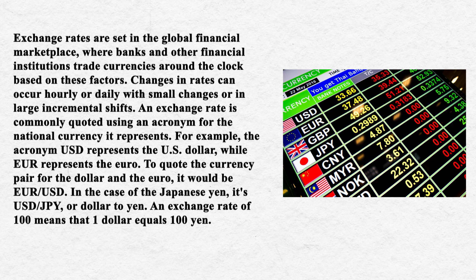An exchange rate is commonly quoted using an acronym for the national currencies it represents. For example, the acronym USD represents the US dollar, while EUR represents the euro. To quote the currency pair for the dollar and the euro, it will be EURUSD. In the case of the Japanese yen, it will be USDJPY or dollar to yen. An exchange rate of 100 means that $1 equals 100 yen.